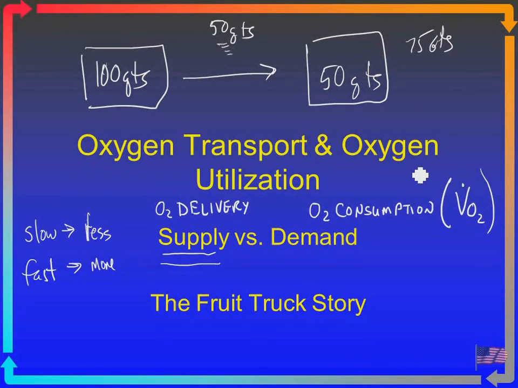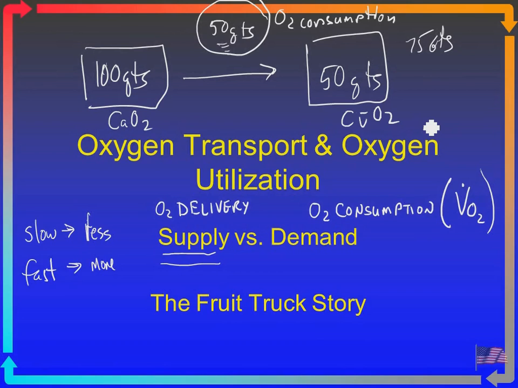The analogy makes sense? Okay, let me put some names on this. This is oxygen consumption. How much strawberries are being eaten is the same thing as how much oxygen we're using. That's how much we're sending out, our oxygen content. This is how much we're coming back with, our mixed venous content. That's a V with a line over it, meaning mixed venous.